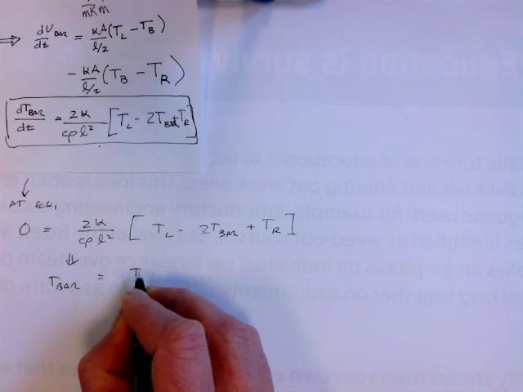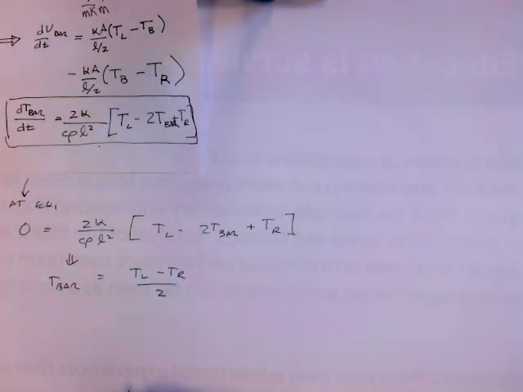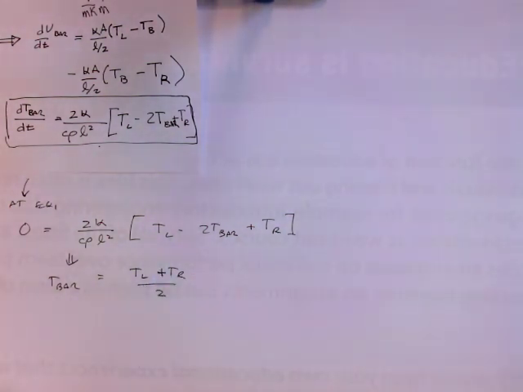And if T bar is TL minus TR over 2, right? Almost, Mark. It would be TL plus TR. Oh, yeah, you're right. Thank you. Never do algebra in public.